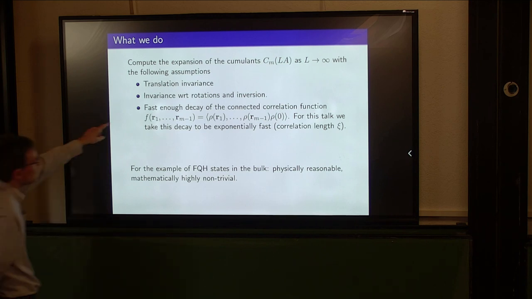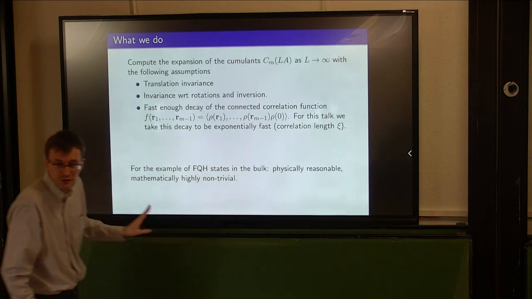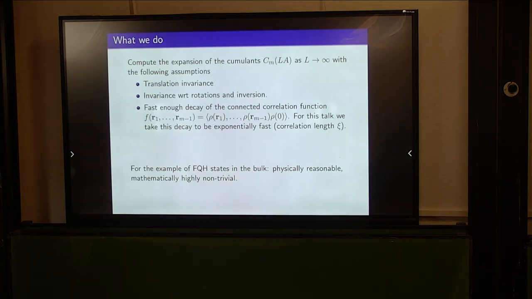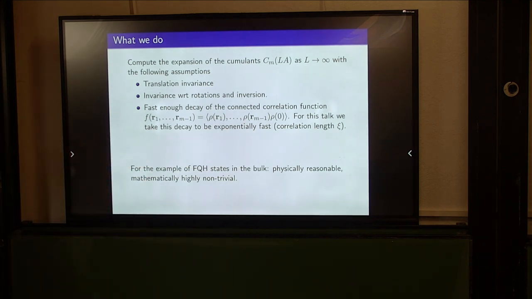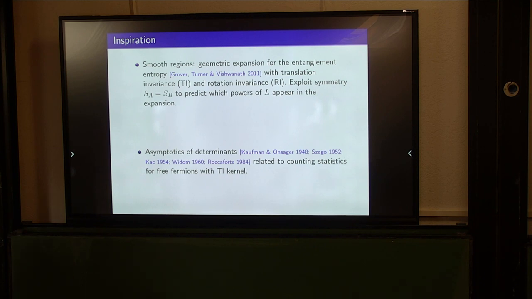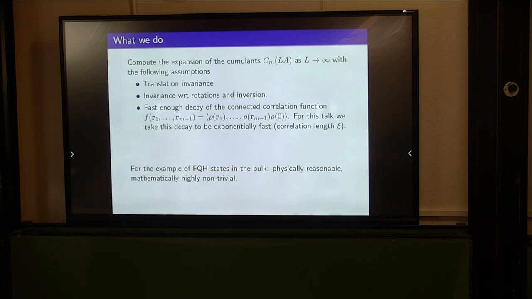Since I have translation invariance, I can always decide that one point is at position zero, and the statement is that whenever any of these arguments r_1 to r_{m-1} is large, then this goes quickly to zero. Physically, this is one of those things which, if you're a physicist, is sort of considered trivial, but mathematically, it's highly non-trivial. So, depending on where you come from.